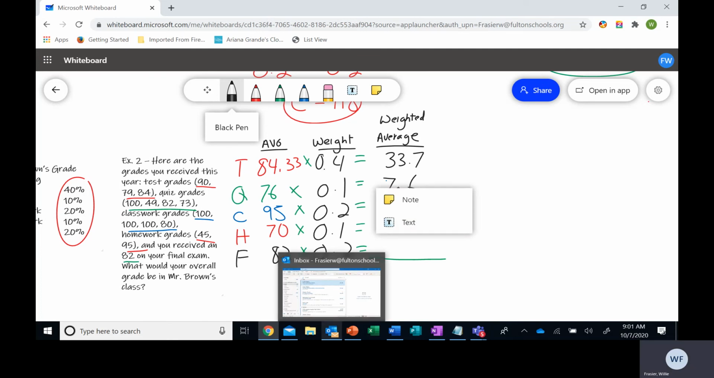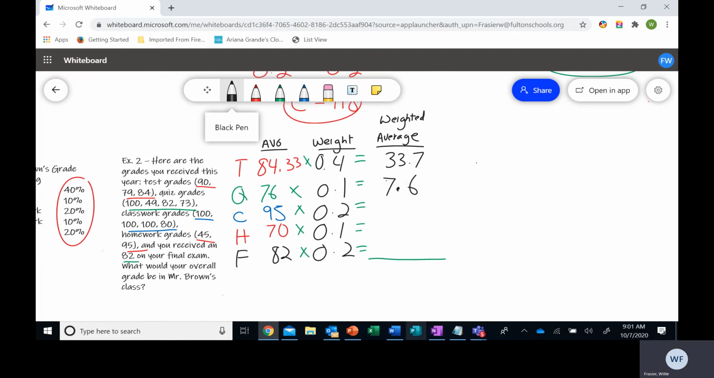Then we got 95 times 0.2, that's 19. Then we got 70 times 0.1, that'll be 7. And the last one, we got 82 times 0.2. That gives us 16.4.